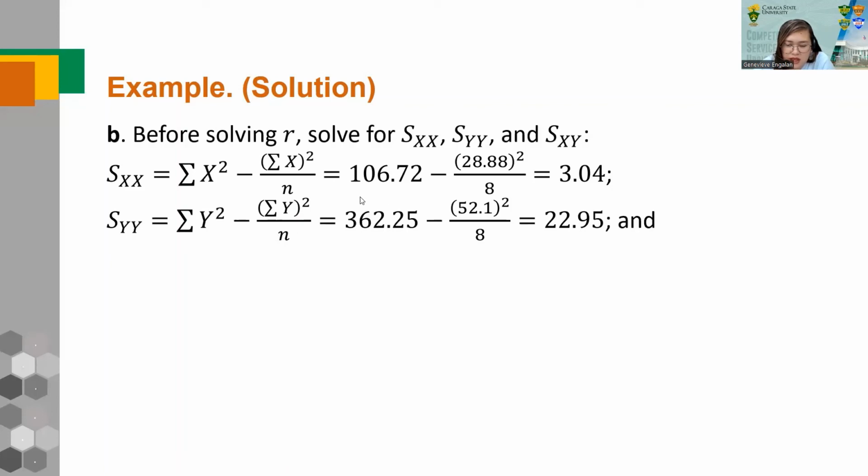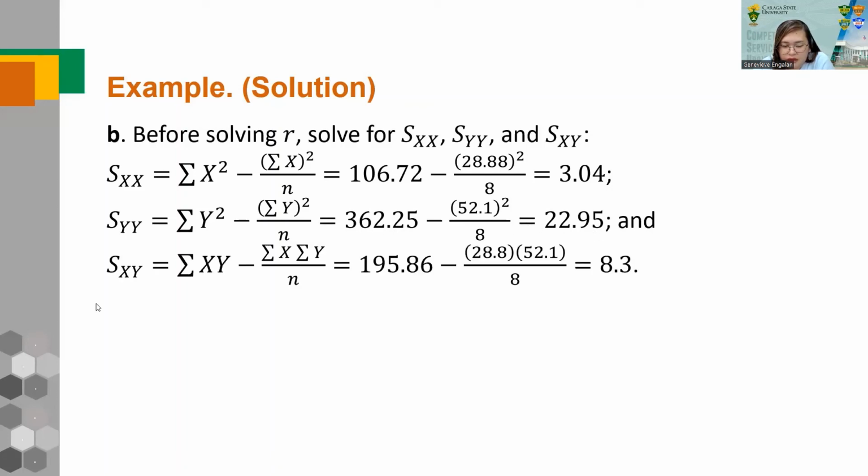SYY is equal to the summation of y squared minus the summation of y, quantity squared over n. So, we substitute the values from our table: 362.25 minus 52.1 quantity squared over 8, which is equal to 22.95. Then SXY is equal to the summation of x times y minus the summation of x times the summation of y over n. Substituting the values, we have 195.86 minus 28.8 times 52.1 over 8. So, the answer is 8.3.